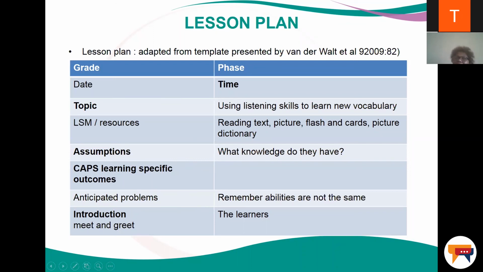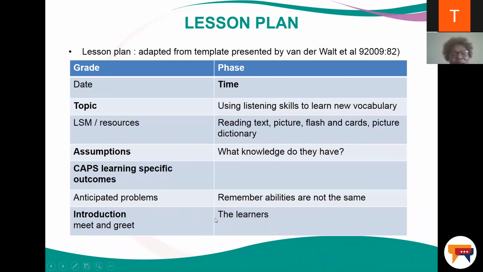They may not be able to use or know the language, but my assumption is that they have the home language. So I need to understand what it is that they have in their home language as I prepare this. CAPS learning specific outcomes, you'll find them in your CAPS documents. Anticipated problems, remember abilities are not the same.